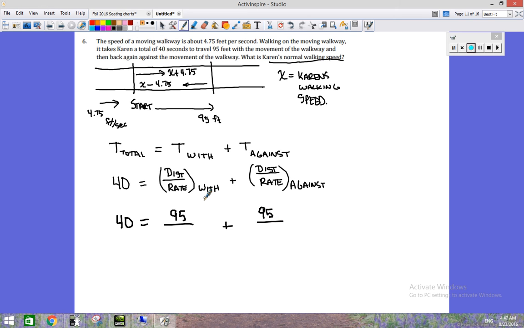Now when she's going with the walkway, that's addition: Karen's normal walking speed in addition to the walkway. When she's walking against it, we model it as a subtraction because she's fighting against the walkway. Alright, so we have a rational equation. We have variables in denominators, so we're going to get a quadratic.